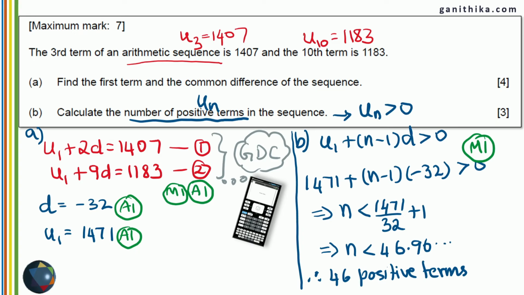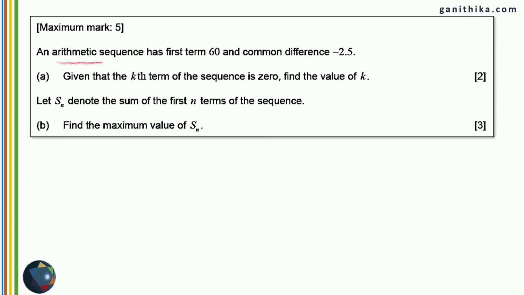the un formula correctly is a method mark. A1 mark for finding the correct value for n in terms of decimals, and then changing that decimal to the correct number, 46, carries 1 mark, A1 mark for this. So 3 marks for question B. Okay, let's go to the next question.